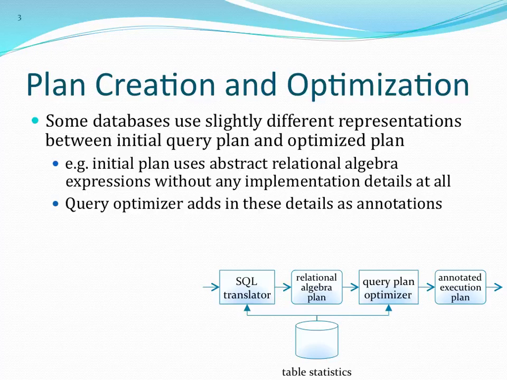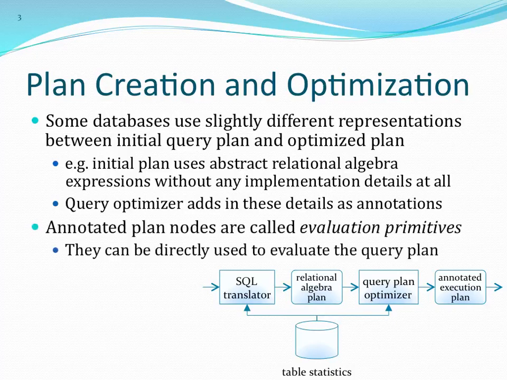Then what happens is that during optimization, the optimizer goes in and annotates and says, well, I want this select to be an index scan using this index as opposed to a file scan, and here's the predicate that I want you to apply. So that's one thing that some databases do in generating these plans. And in those cases, notice that the annotated plan node, the one that can be used in evaluation, is called an evaluation primitive, because it can be used to evaluate the plan.